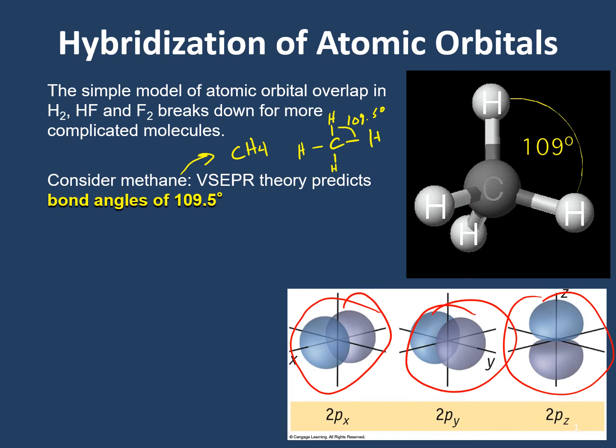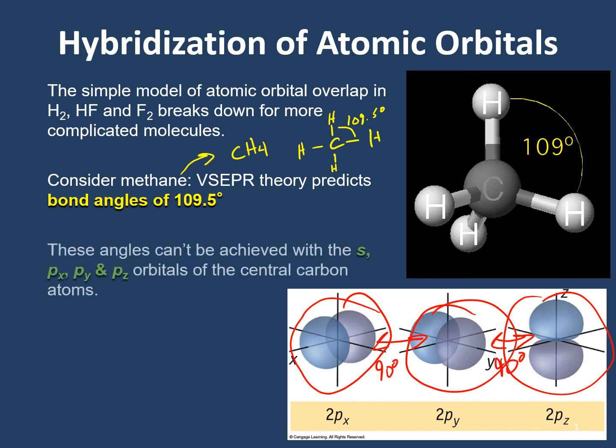And none of the p orbitals have an angle to one another of 109.5 degrees. See, these orbitals here are different by 90 degrees. And the same with these two, which is distinctly different from 109.5. And we've measured the bond angle of methane. It is 109.5 degrees. So there is obviously something going on here that we're not taking into account.